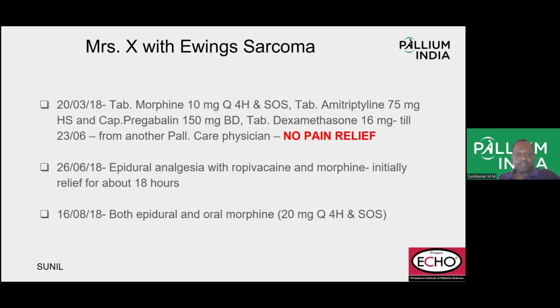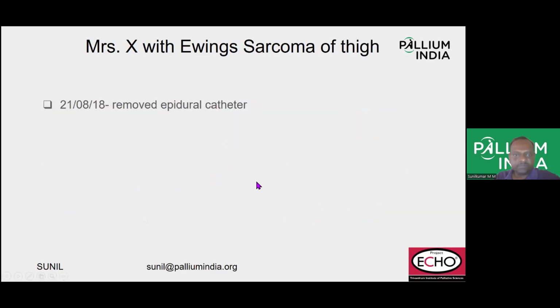But as the time went on, the pain relief also came down, and that was also not helping her. So he thought of taking out the epidural, and he started her on oral morphine again. So she was put on 20 milligram of oral morphine with SOS dose. And then they removed the catheter.